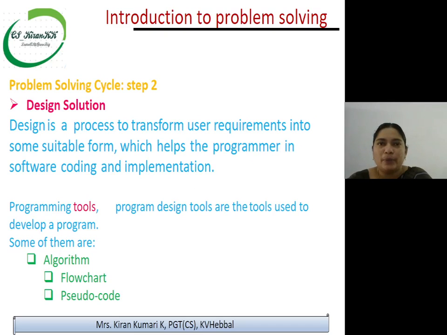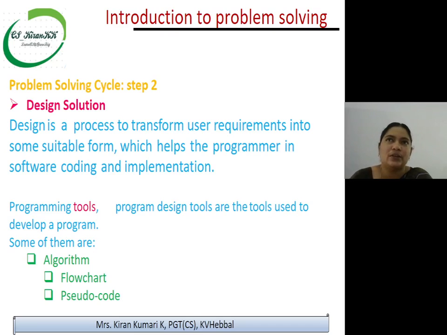Once the problem is defined, once the problem is analyzed, now we will go for a design solution. So what is design? Design is a process to transform user requirements into some suitable form which helps the programmer in software coding and implementation. Generally, what tools do we use to design? Often we use an algorithm. Algorithm means a step by step process. So the program design tools we use are the algorithm, or whatever the step by step process.